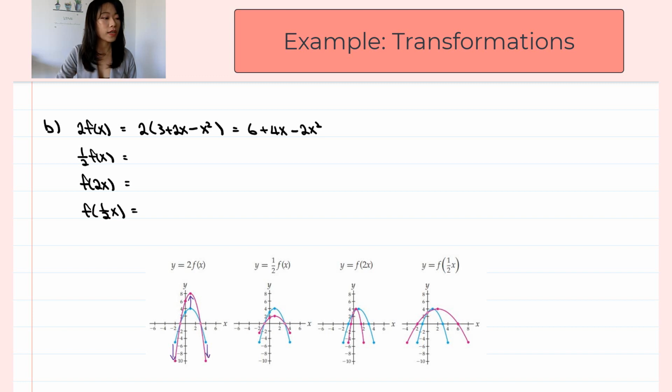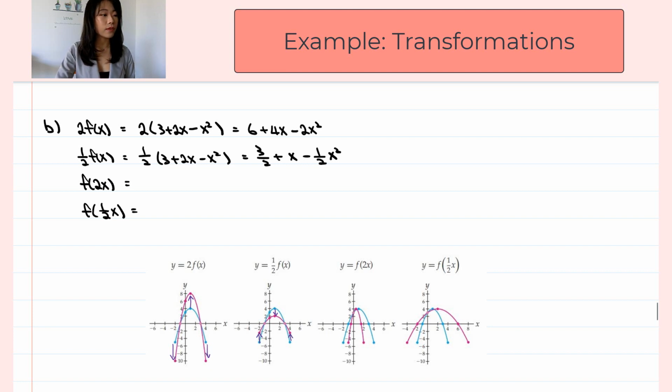How about the second function, half of f of x? So half times the function, 3 plus 2x minus x squared. We get 3 over 2 plus x minus half of x squared. If we look at the graph, we'll see that it's a vertical compression. When the y values are positive, they move downward, and the y values are halved. If the y values are negative, they move upward, and the magnitude is also halved.